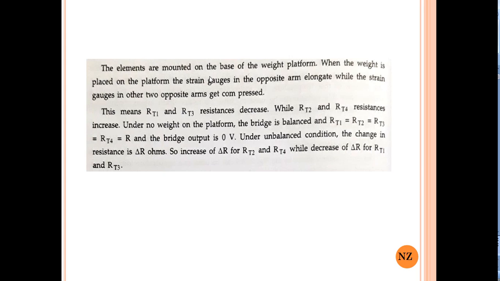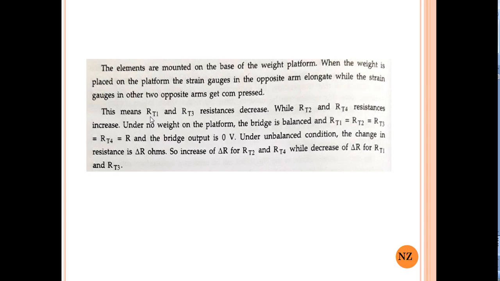So the elements are mounted here. The elements are mounted on base of the weight platform. When the weight is placed on the platform, what happens? Whenever you place some weight on the platform, there are 4 strain gauges. So the opposite two arms will elongate, and the other opposite 2 arms will get compressed. So in the 2 arms there is tension created, so they will be elongated because of the weight applied, and the opposite 2 arms will be compressed because of the weight applied.